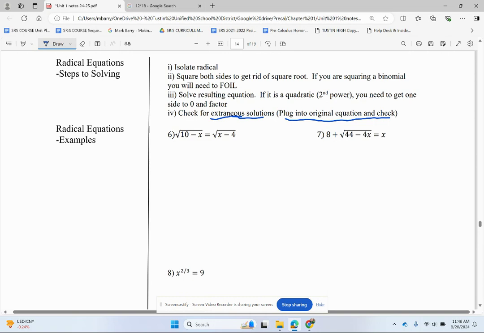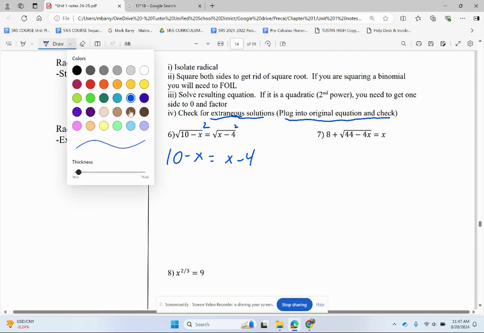Okay, so number 6 here, when we already have a radical equals a radical, I can actually just go ahead and square both sides because both of those radicals are isolated. And so when we square a radical, it just goes away. Okay, and so then we can just solve this like a regular linear equation.